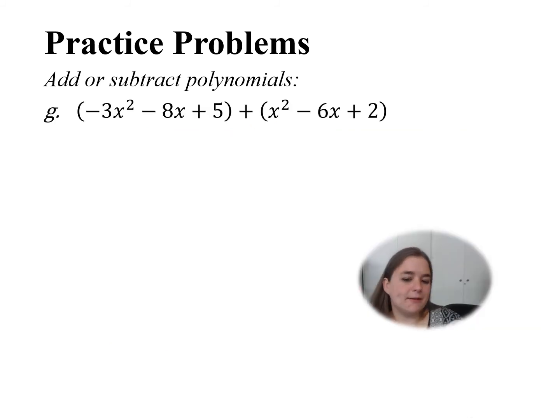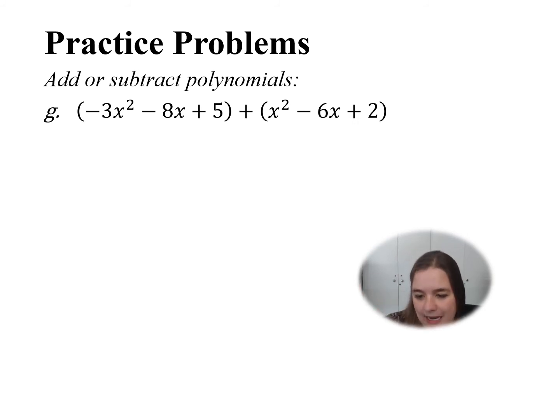So to practice with this, let's try adding together these two polynomials. I have two trinomials here. They're already ordered in standard form from my highest exponent to my smallest exponent. And I'm going to show you two different ways to add these together. This one here, I'm going to do using our vertical method.